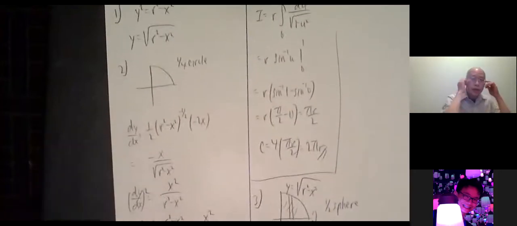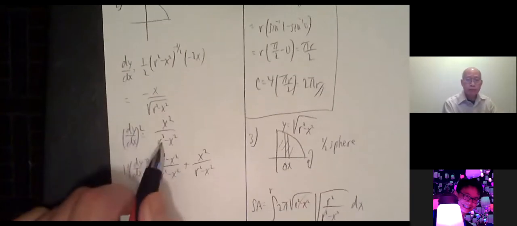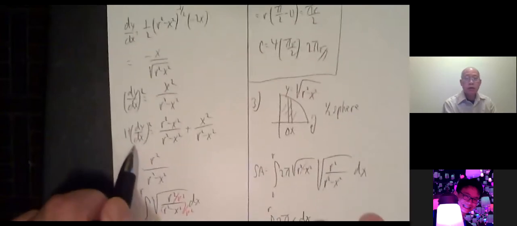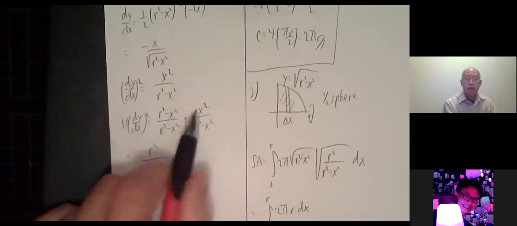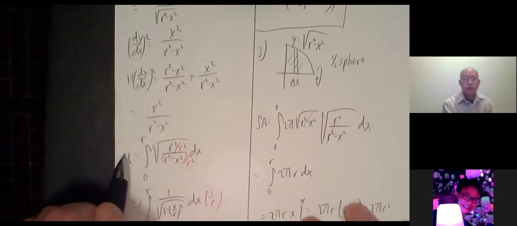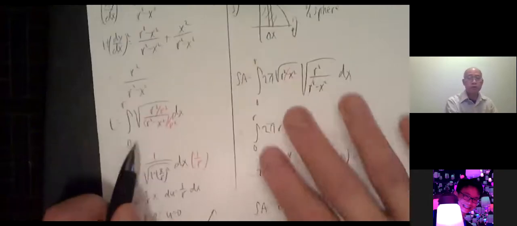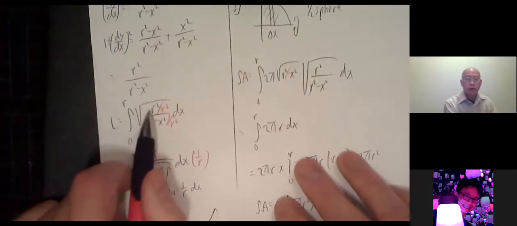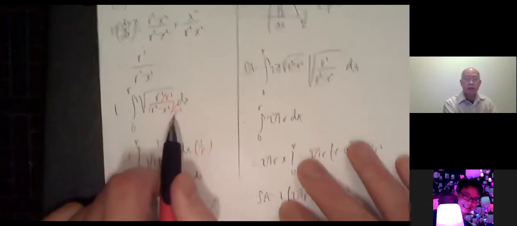All right, so dy dx is 1/2 r squared minus x squared to the negative half times negative 2x. 2's canceled out, comes out to be this. Square it, get this. Add 1 in the form of r squared minus x squared over r squared minus x squared. These cancel out, r squared over r squared minus x squared. So the arc length is the integral from 0 to r. You know the radius is r, so you're going from 0 to r of radical r squared over r squared minus x squared dx. Divide top and bottom by r squared.